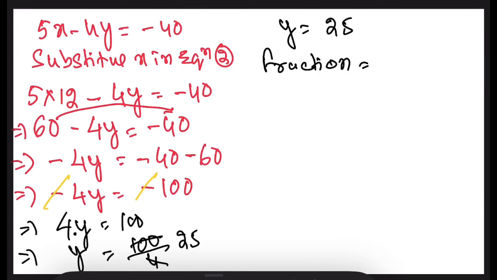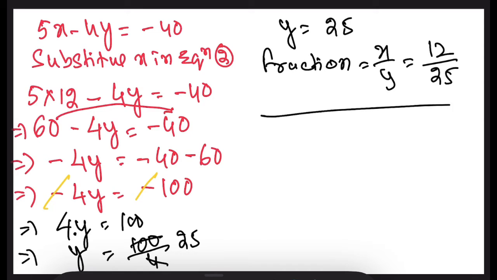So our fraction equals x upon y. Our x is 12, y is 25. This is the answer. Let's verify.